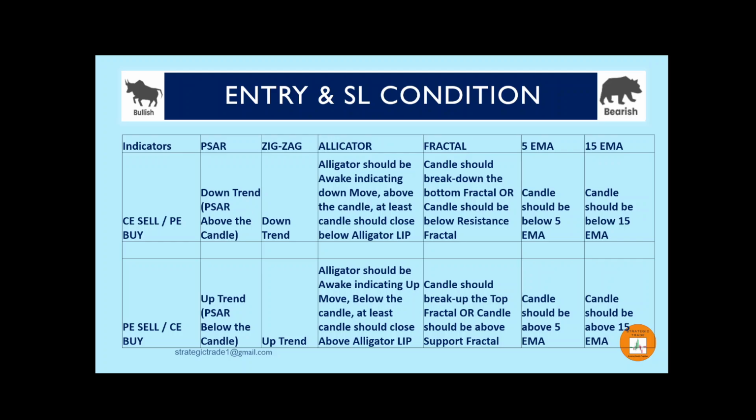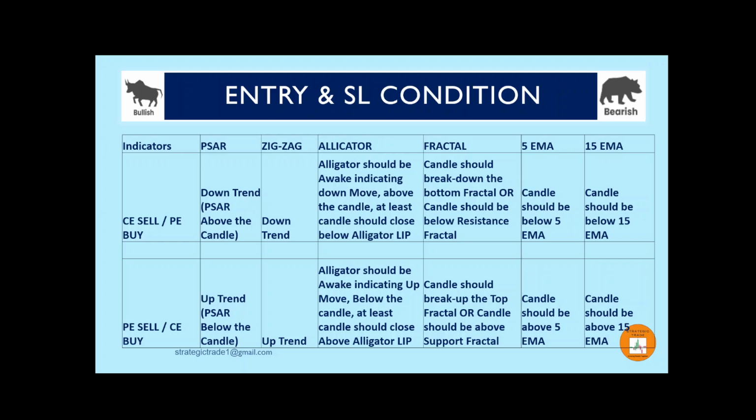The same way with the fractal: when a bottom fractal is formed, the candle should overlap the next candle, then only we can go for the P side. Or if it is a top formation, then the price should cross the top formation. Once it is crossing the top formation, then clearly we can go for the P side. And the same way with the 5 EMA and 15 EMA: the candle should be above the 5 EMA, and the same way above the 15 EMA.